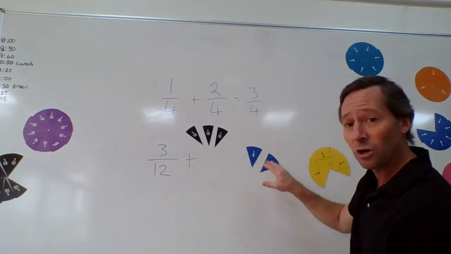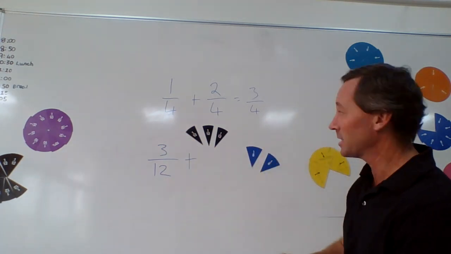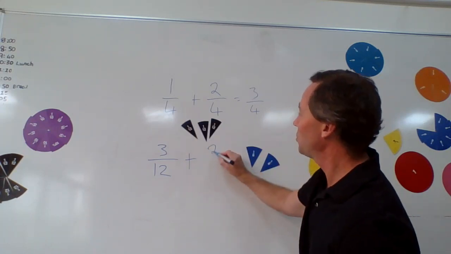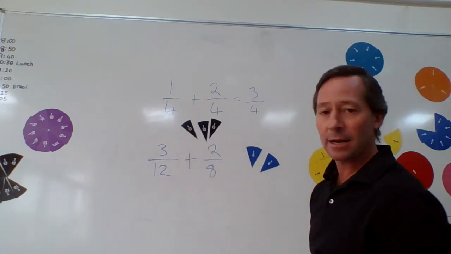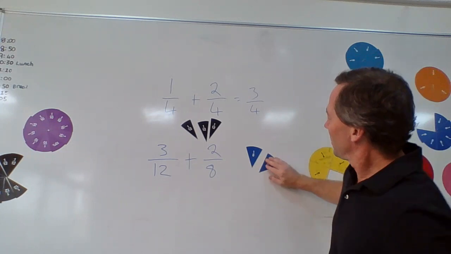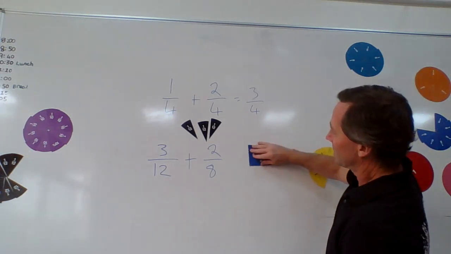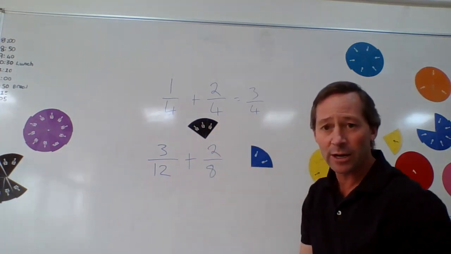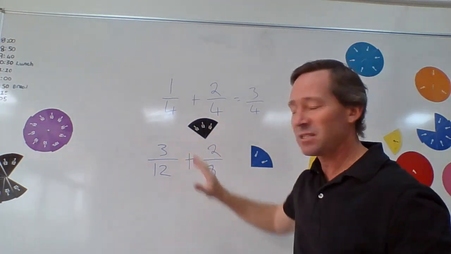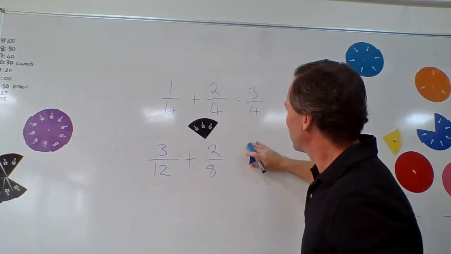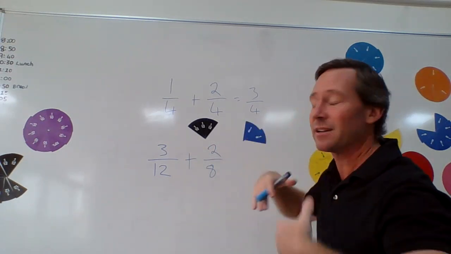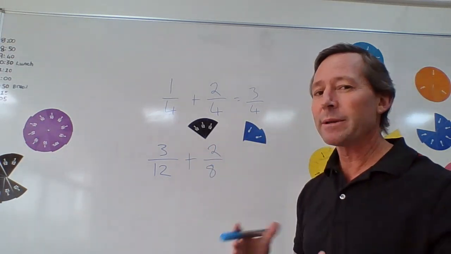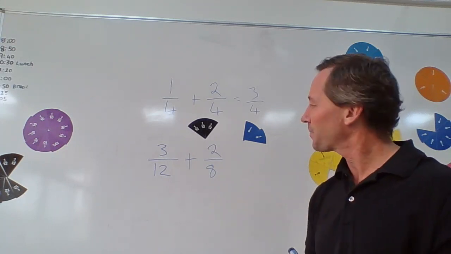I have 2 lots of 1/8, which means I have 2 8s. If I join that together, that's 2 8s. If I join this one together, it gives me 3/12. Now if we look at these numbers, we can probably work it out, but we probably don't really fully understand what it means.